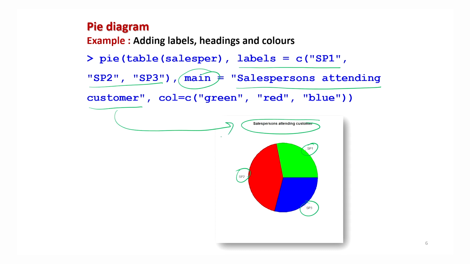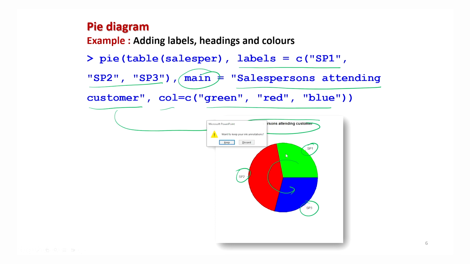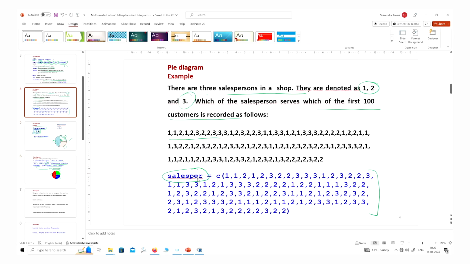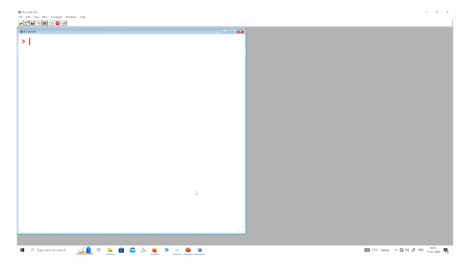And if you want to change the colors, so you can give the colors whatever you want. Suppose I am giving here COL is equal to green, red and blue. So now they are appearing in the same order, green, red and here blue, you can see, right? So you can see here it is not very difficult to do the creation of this pie chart. So now let me try to show you this thing in the R console.